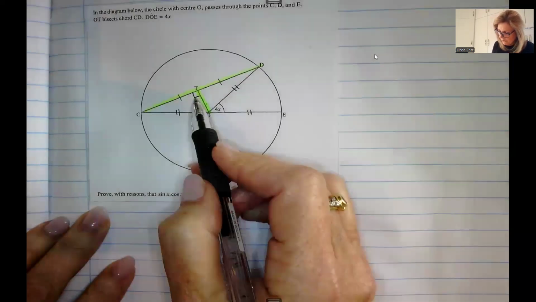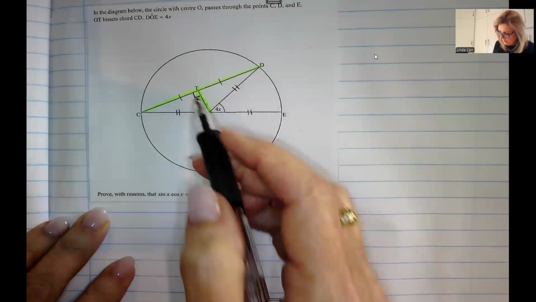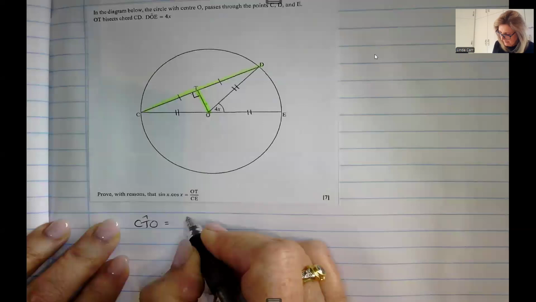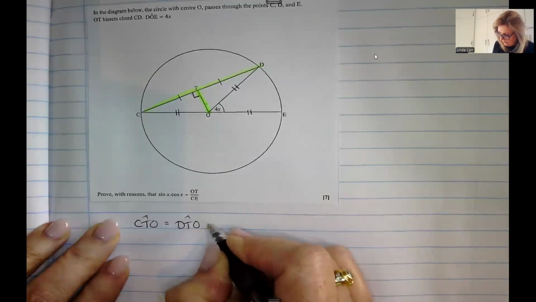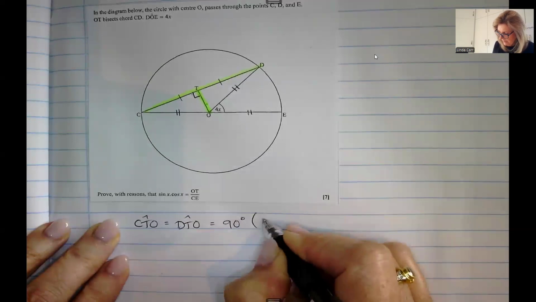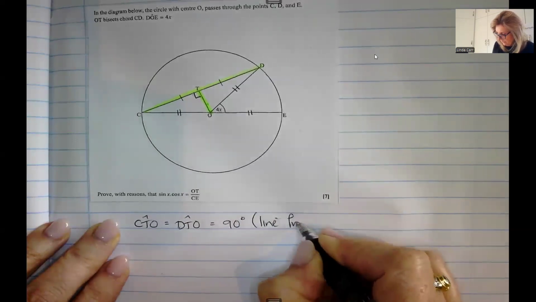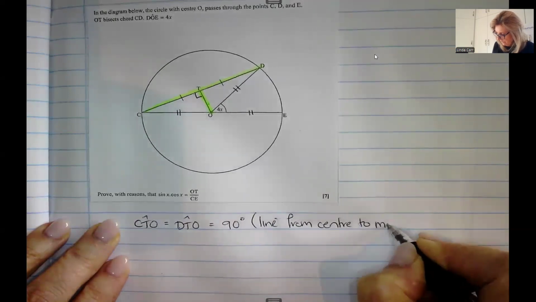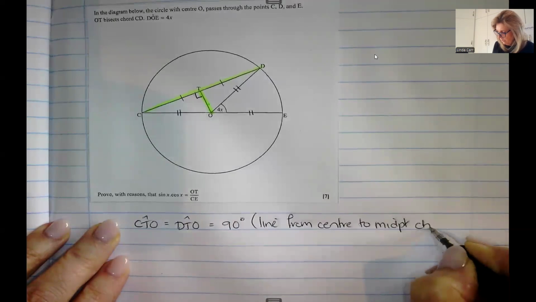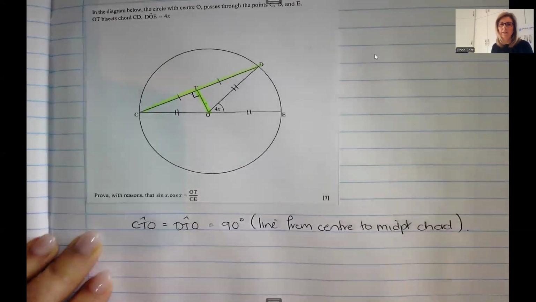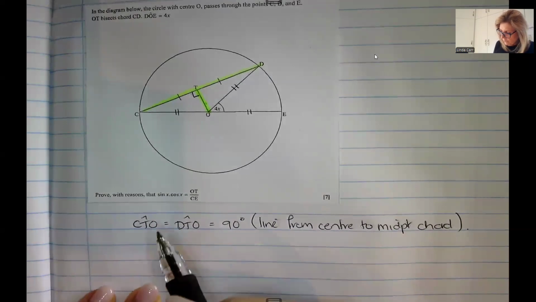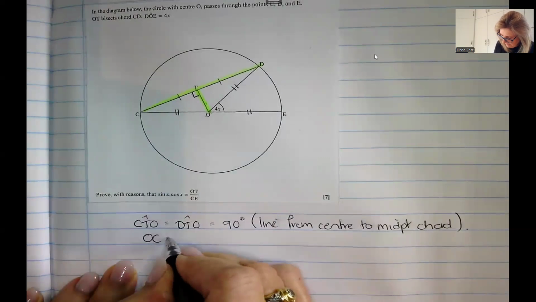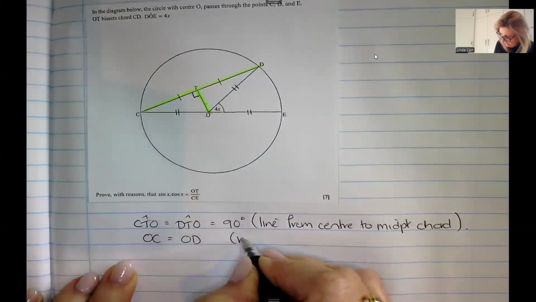We definitely know that we have these right angles. So angle CTO and DTO are 90 degrees, line from center to midpoint of chord. Okay. Then we also know that OC is equal to OD, and that's because of radii.